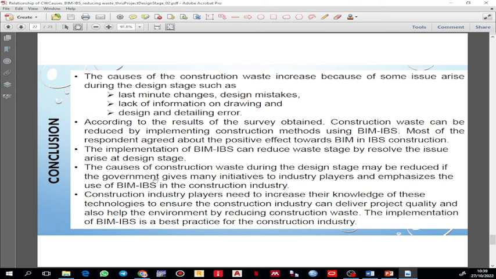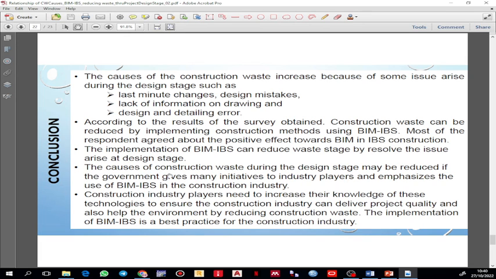For the conclusion, the cost of construction waste increased because some issues arise during the design stage, such as last-minute changes, design mistakes, lack of information on drawings, and design and detailing errors. According to the survey results obtained, construction waste can be reduced by implementing construction methods using BIM and IBS. Most of the respondents agreed about the specific effect of BIM and IBS on construction. The implementation of BIM and IBS can reduce waste by resolving issues that arise in the design stage.